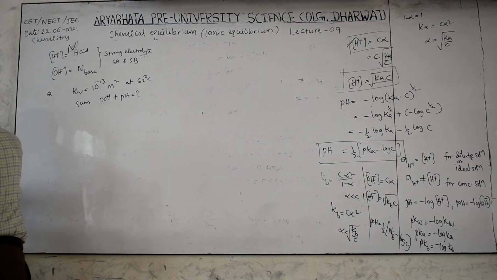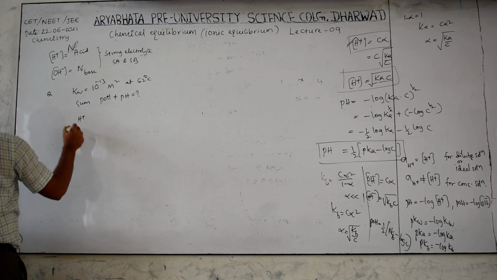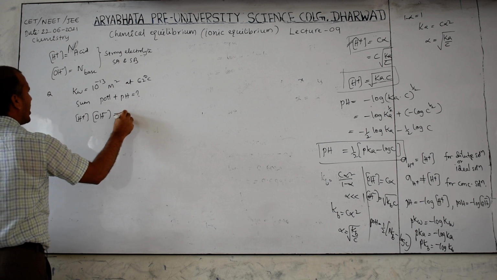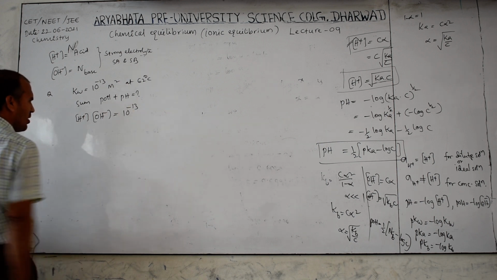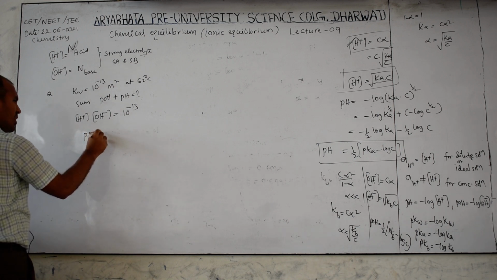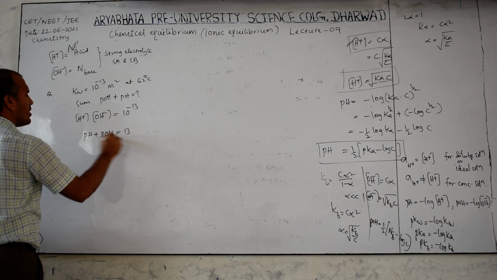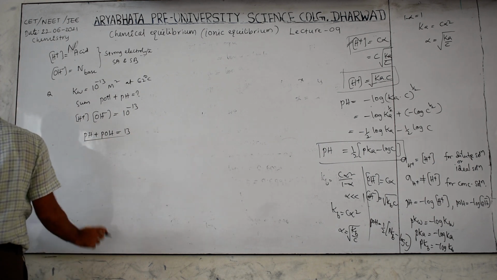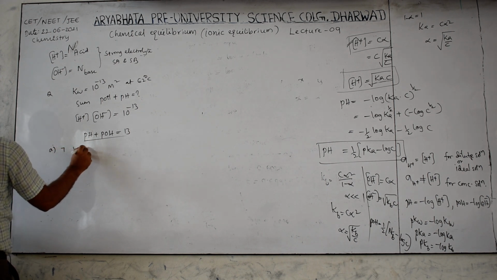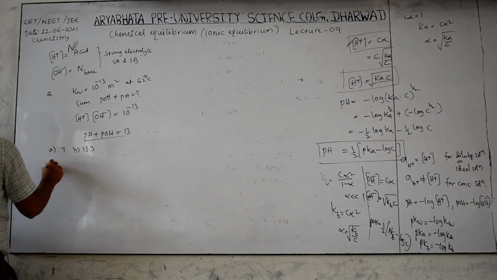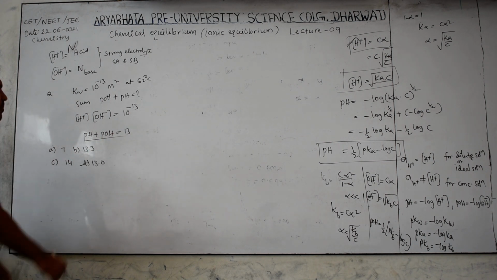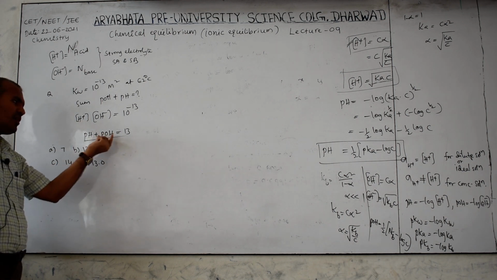Now we know that H plus ion concentration into OH minus ion concentration is equal to 10 power minus 13. I already gave this formula. Therefore pH plus POH is equal to 13. This is the simple answer. Options are given here: A 7, B 13.30, C 14, D 13. So the answer is D, because the sum of pH plus POH is 13.